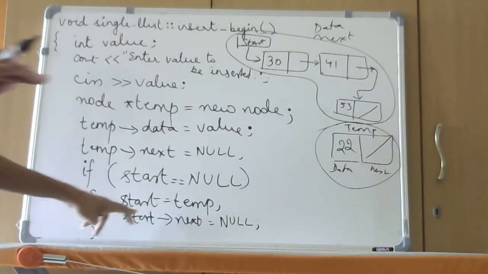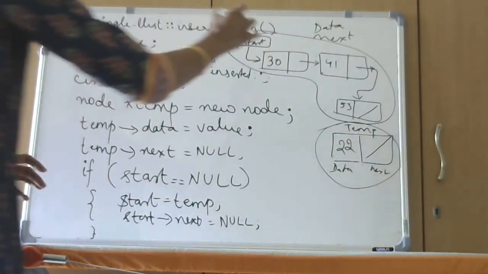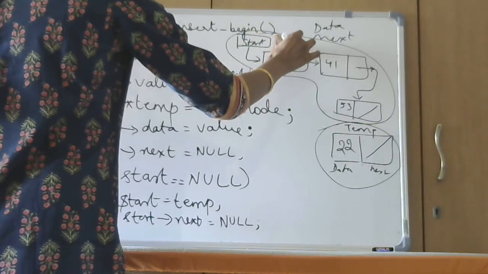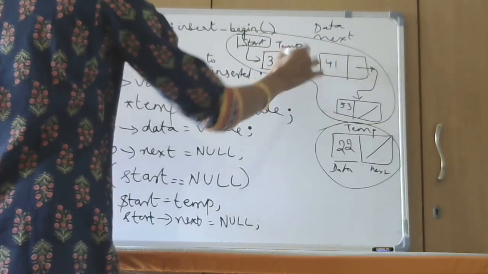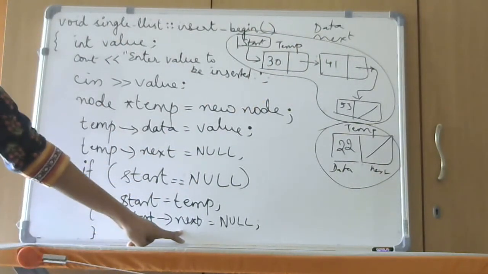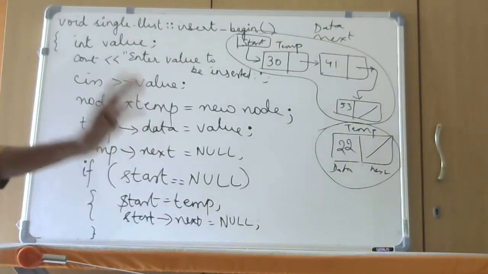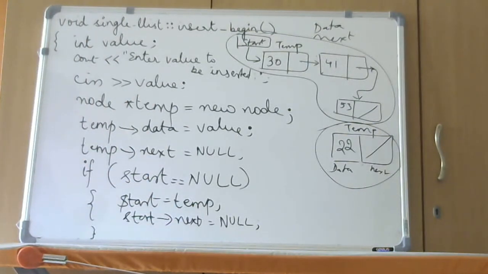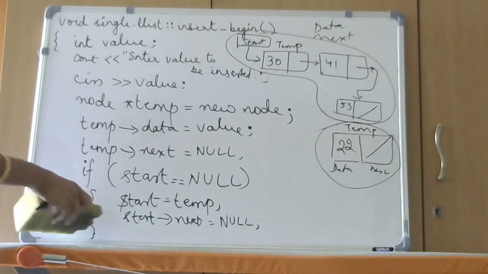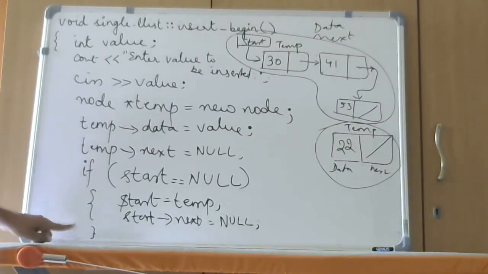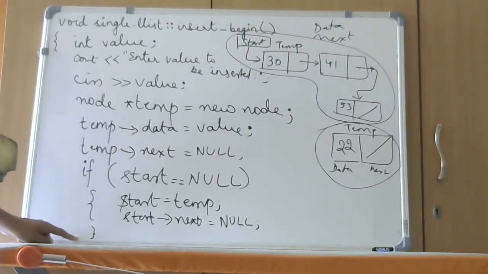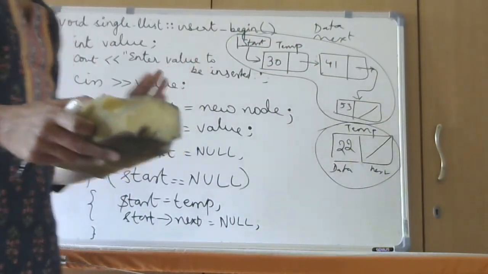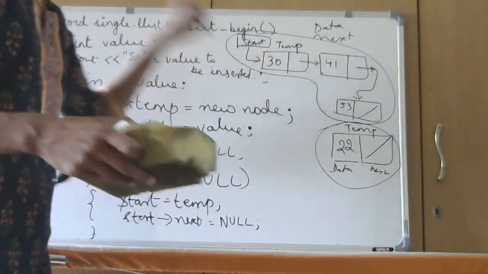So start is equal to temp. So start is equal to, this is my temp here. Temp of next will be equal to null. That is, start of next will be equal to null, because that is the only node that you have inserted. Right? Else. I will take an else condition here. Else means what? Linked list is already there with some nodes, but I want to insert at the beginning.